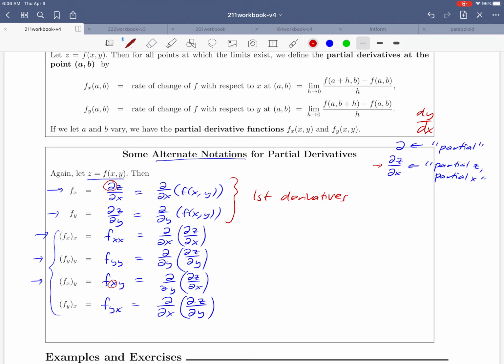Okay, and so those last 4 things on our table here, we would call the second derivatives of this function. And in future examples we'll get started talking about how we would calculate these partial derivatives if we had a formula for our function.